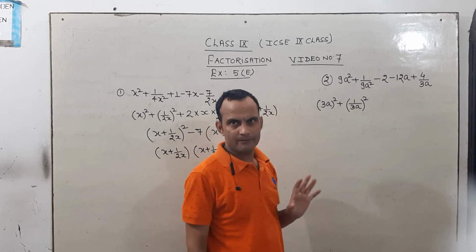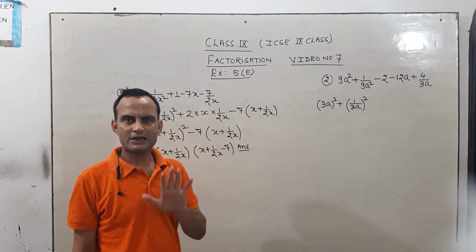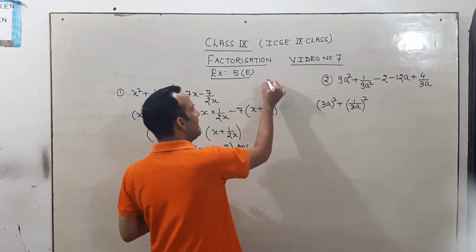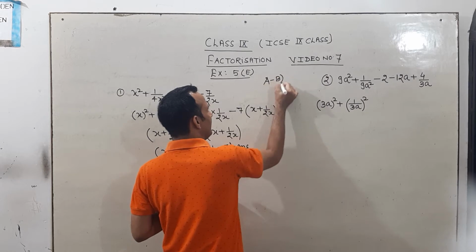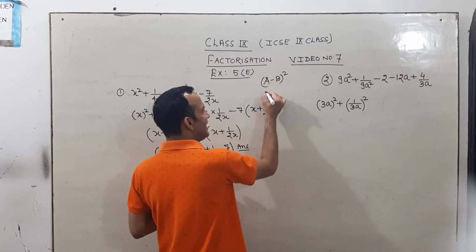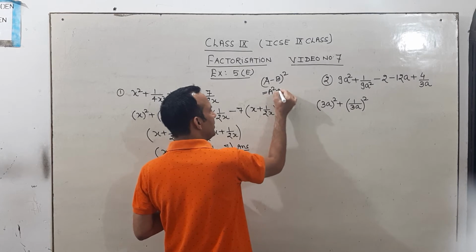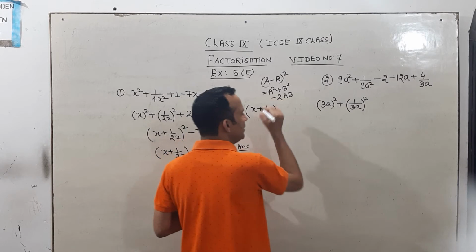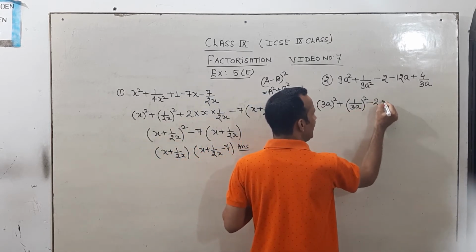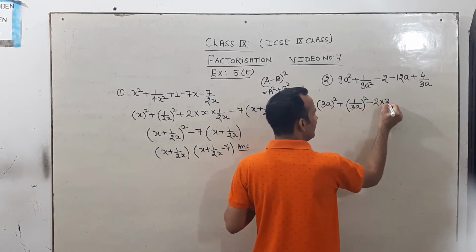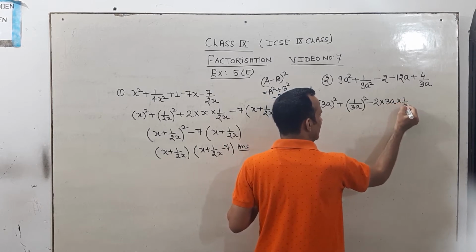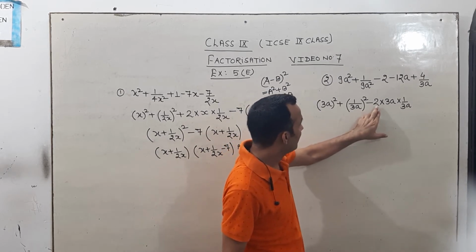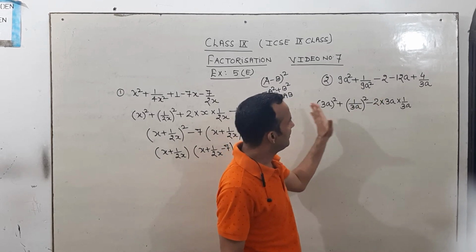Since minus 2 is given, that's why we use the identity a minus b whole square. And this identity is what? a square plus b square, and after that minus 2 into a into b. So minus 2 into a, which is 3a, b is 1 upon 3a. You can see, if we simplify this expression, we obtain minus 2. Okay, so it is going absolutely right.